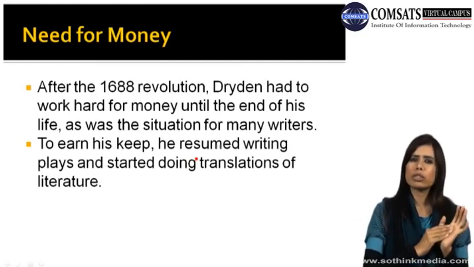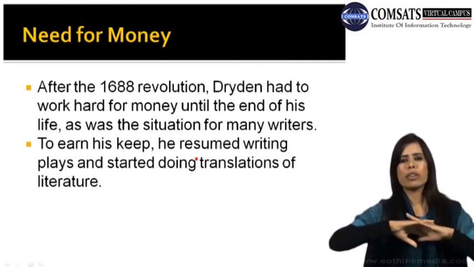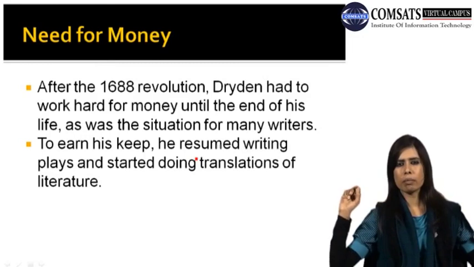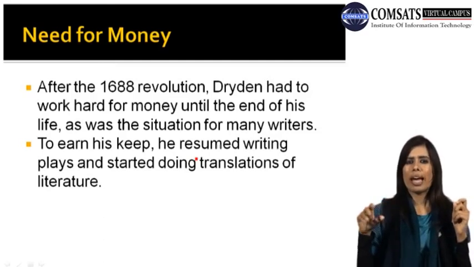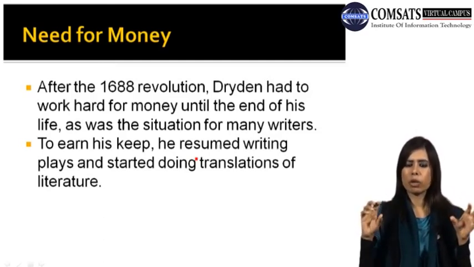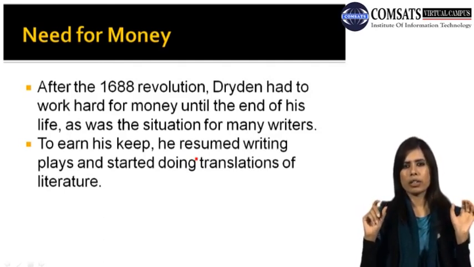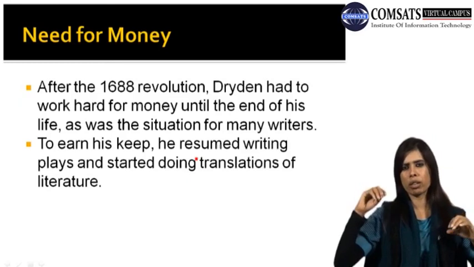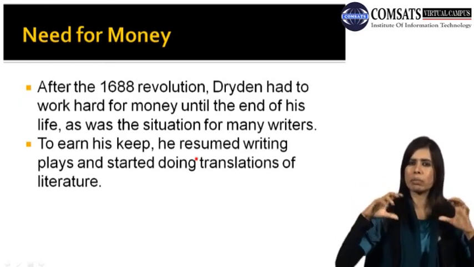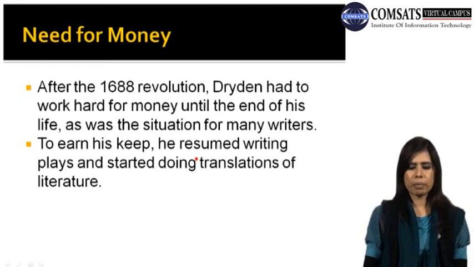So here, dear students, you can see that when there was a revolution in 1688 and Mary and William came into power, he faced financial problems. That is why he had to work hard for money, and he had to go through that struggle till the end of his life. That was a very common trend of that time. People used to write things for money purposes, to get money. To earn his keep, he resumed writing plays and started doing translations of literature.